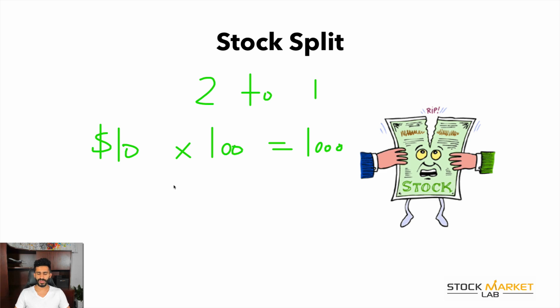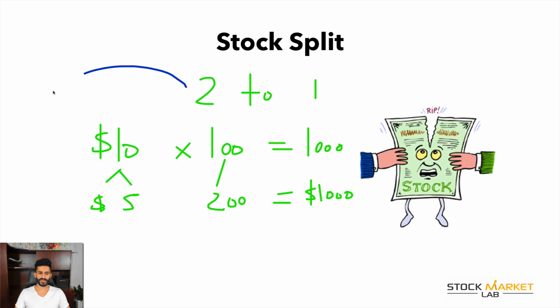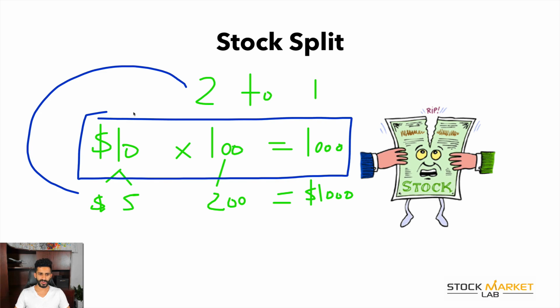Now, when a stock has a stock split, what tends to happen is it splits this price, it takes this price to $5 and it takes this to 200. Now, when the stock has a split, guess what? The market cap stays the same. So once again, let's say that this company has a stock split of 2-to-1. This is the existing amount of shares, existing share price that the company has. The company's share price is currently $10. It has 100 shares.